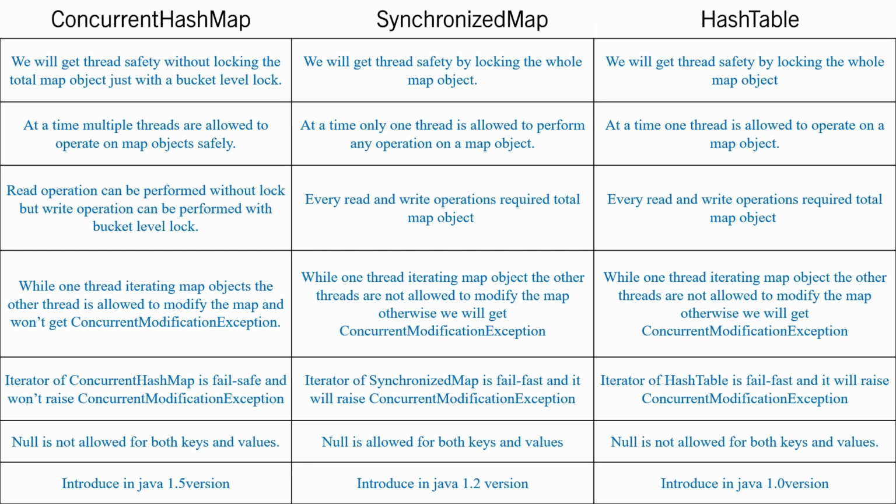And the final difference: concurrent hash map was introduced in Java 1.5, synchronized map was introduced in Java 1.2, and hash table was introduced in Java 1.0. So these are the major differences. I hope you got the clarity. You have to keep revising the differences again and again so that you can explain your answers properly. So these are the things that I wanted to share with you all. I hope you understood properly.